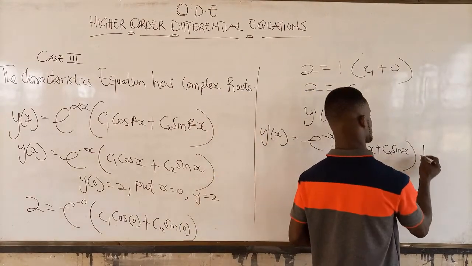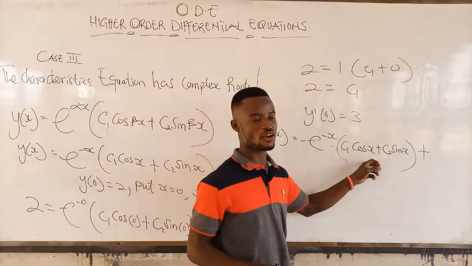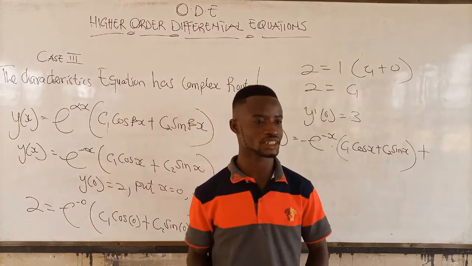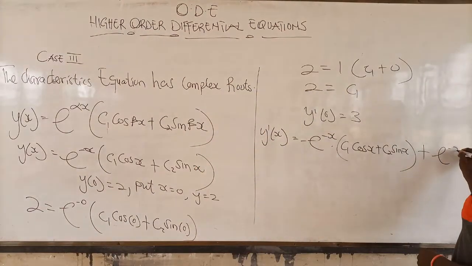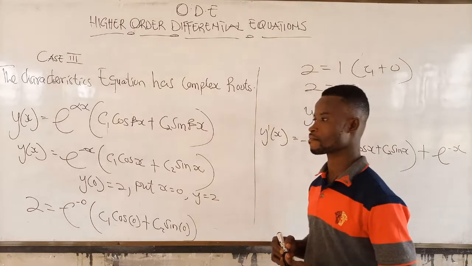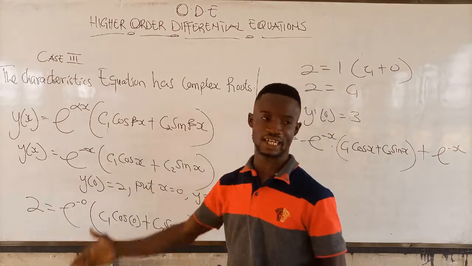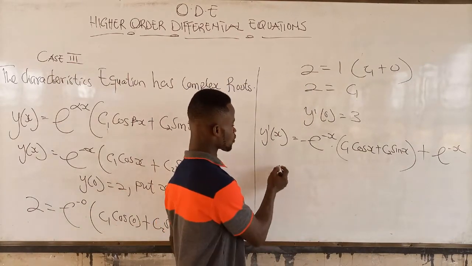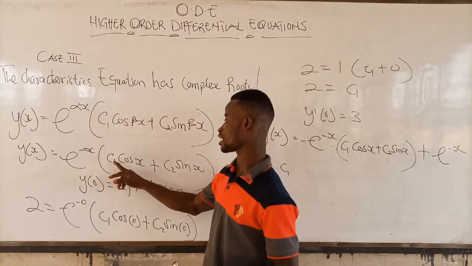Plus, so leave this and differentiate this. Now we are going to leave this and differentiate this. Alright, to differentiate this, it's not difficult, let's go for it. That is a constant, so leave it. So you leave this constant.